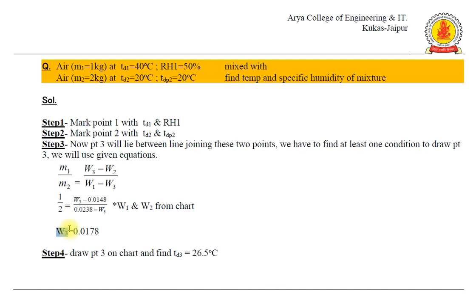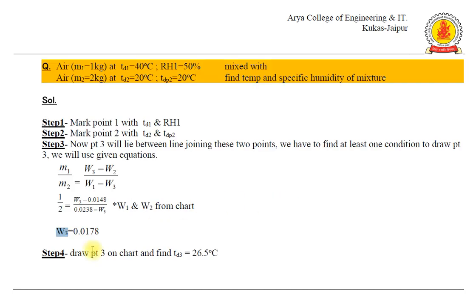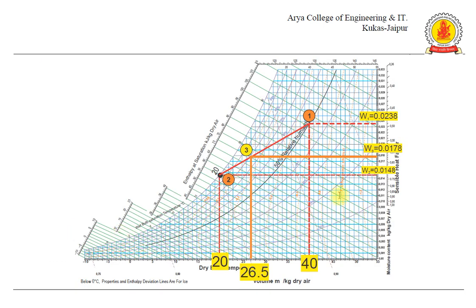So what we are going to do? We got W3 as 0.0178. We will mark it here and draw a line. This line will cut the line joining point 1 and 2. So this will be our point of the mixed stream. And we can find every other thing about this point. We can find enthalpy, and we have been asked only for dry bulb temperature. So we will get the dry bulb temperature as this.